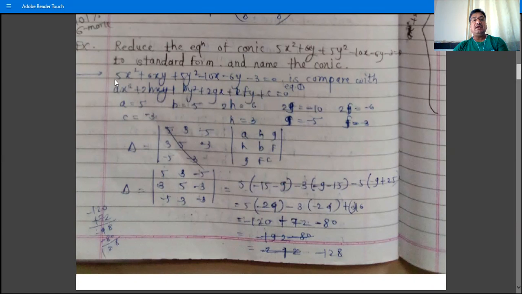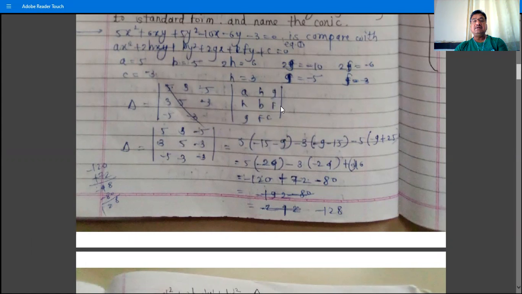What we have? a is 5, b is 5, 2h is 6, means h is 3, then 2g is −10, therefore g is −5, 2f is −6, and therefore f is −3, and c is −3. Okay. So then find the value of delta. Delta is the determinant a h g, h b f, g f c. And then that delta is what? The values of a is 5, h is 3, g is −5, and all these values.